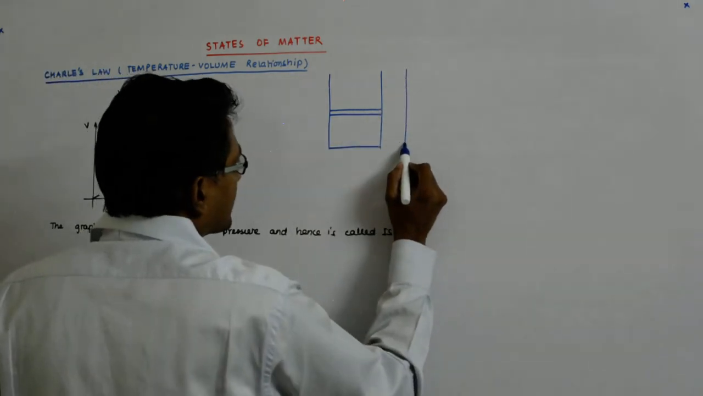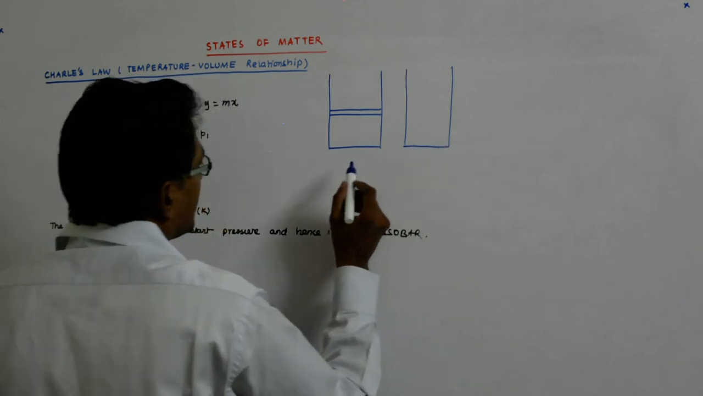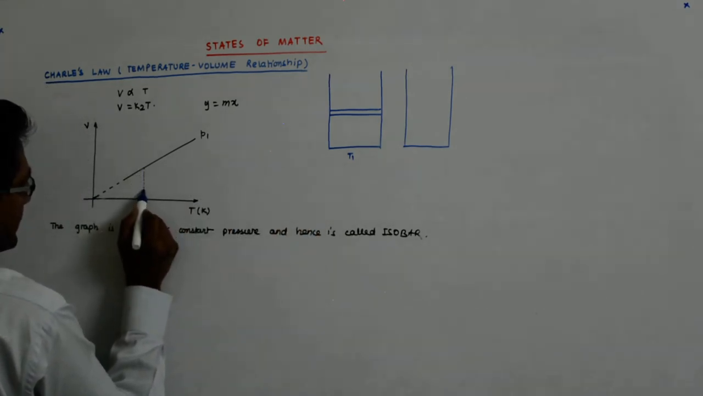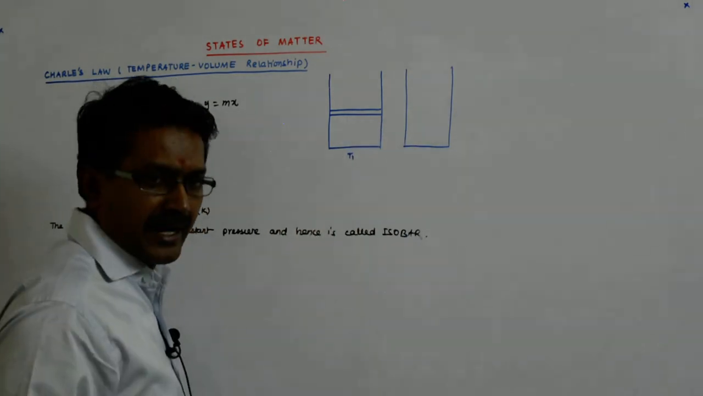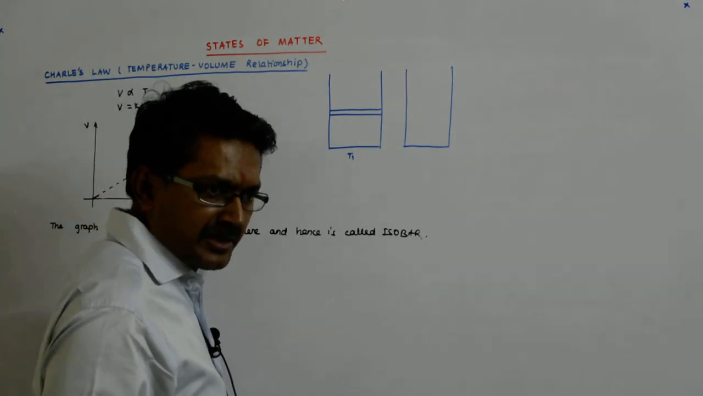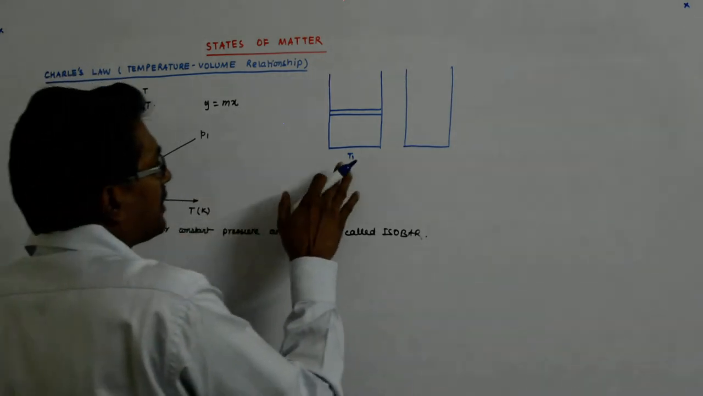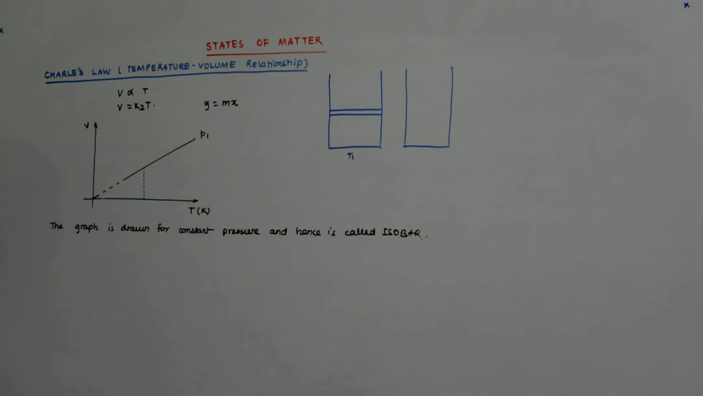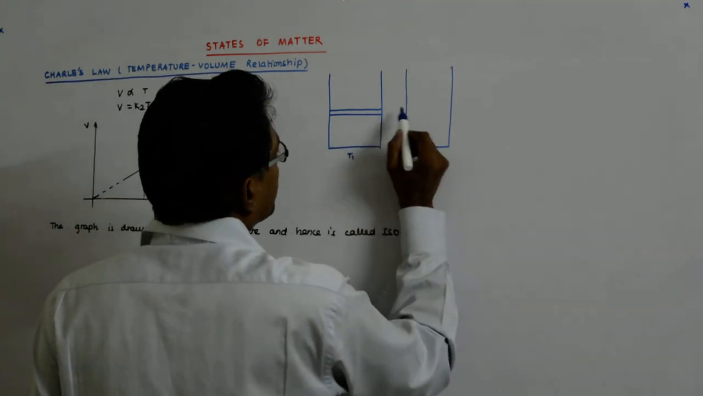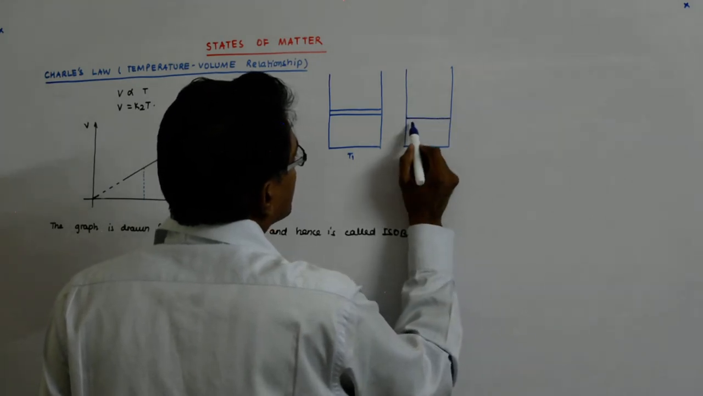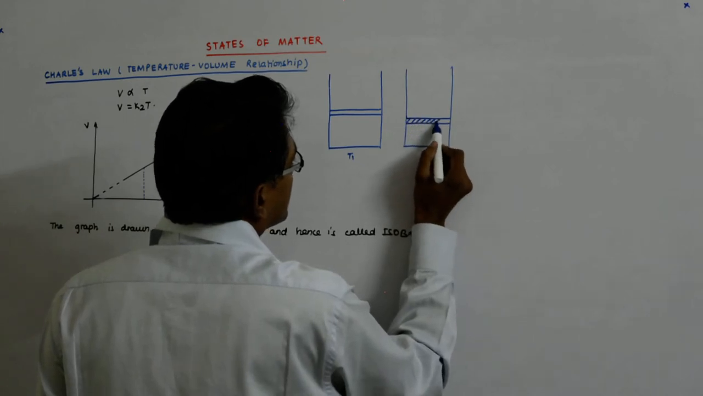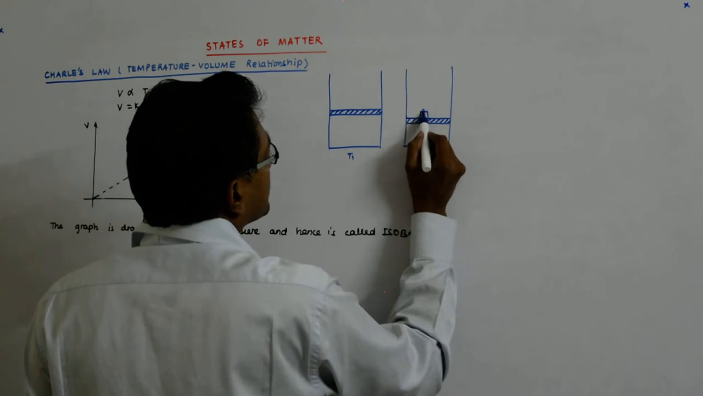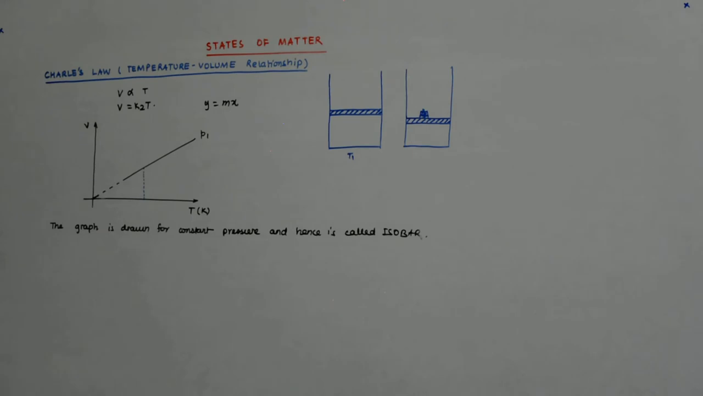Now I conduct the same experiment. So just try to think. Suppose the temperature is the same. At the same temperature, if I want to increase the pressure, how do I do that? I have kept it at some temperature T1. Now I want to increase my pressure here. How do I do that? I'll have to put something over this. So maybe you put some weight over it.